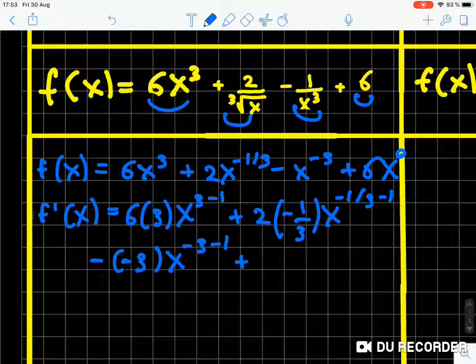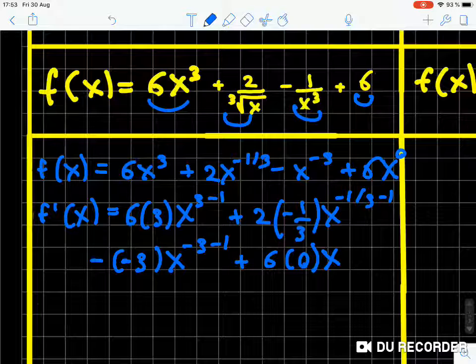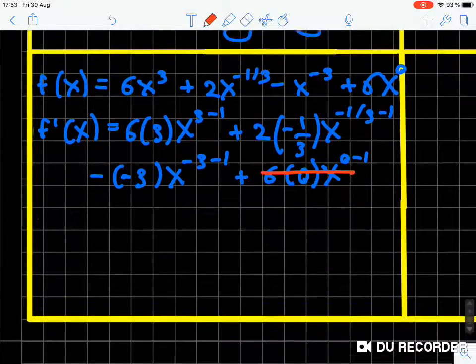And because x to the power of 0 is 1, since anything to the power of 0 is 1, it's the same as 6, because 6 times 1 is just 6, right? So the derivative of this is 0, since 6 times 0 to the power of x to the power of 0 minus 1 is 0. So really we could just cross that out since it's 0.